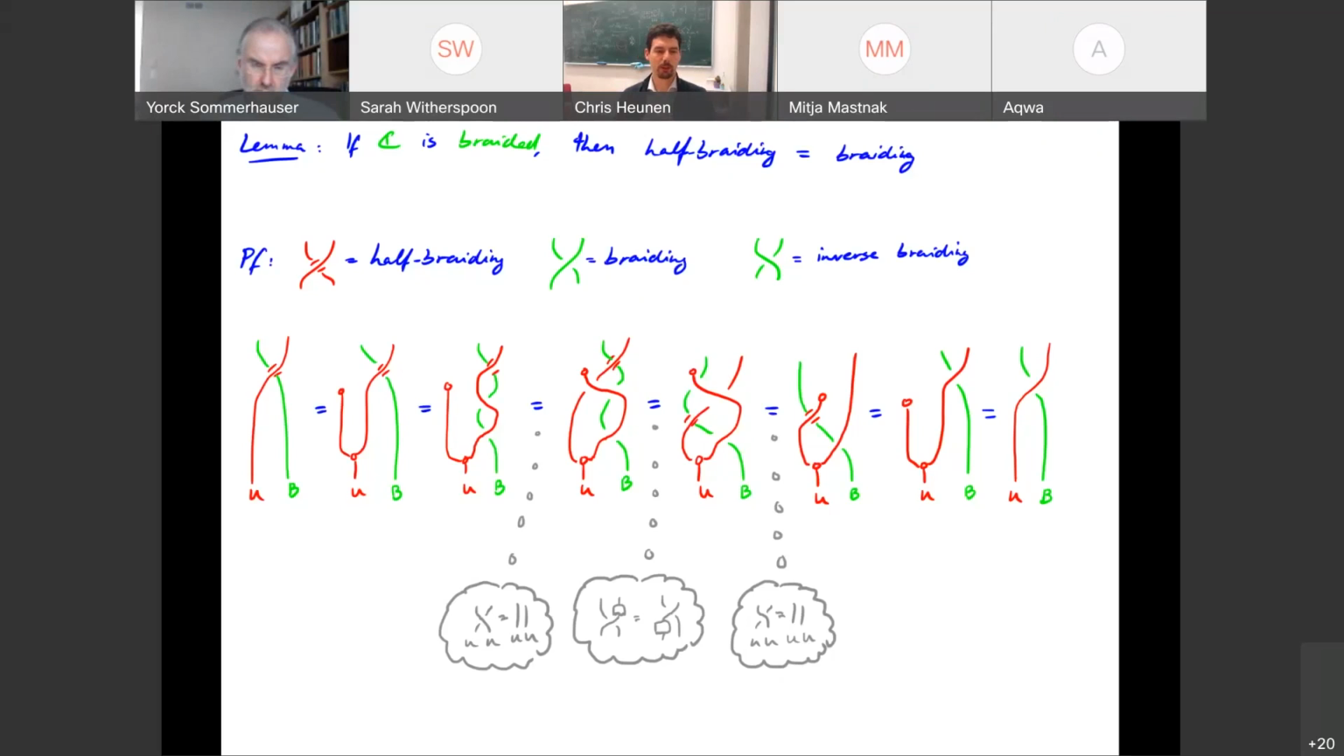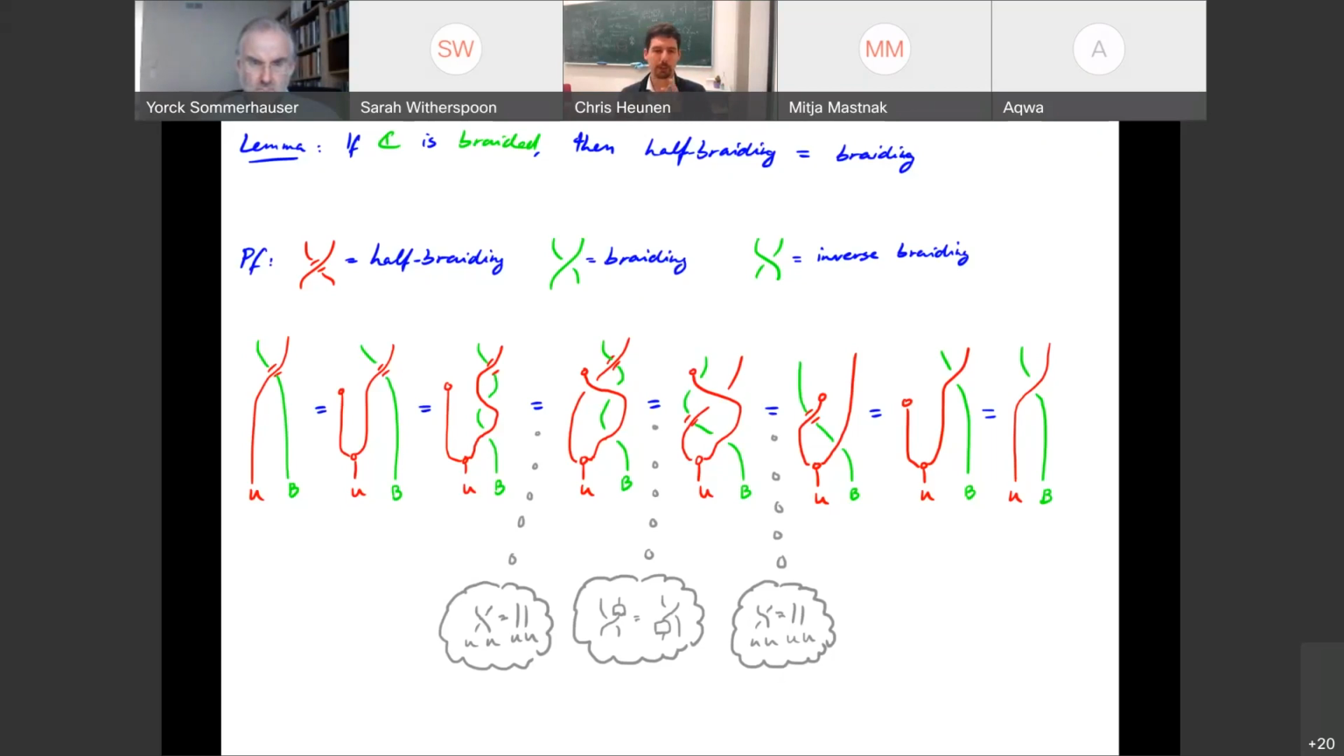So let's start with using the half braiding to swap our chosen object u with any other object b. First step, I'll insert copying u and forgetting about one copy on the left. Second step, I'm going to use that braiding something twice, on top of each other, does nothing. So I can braid something and then braid it back.